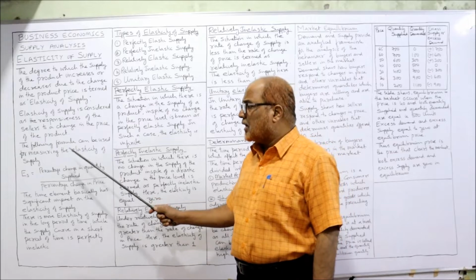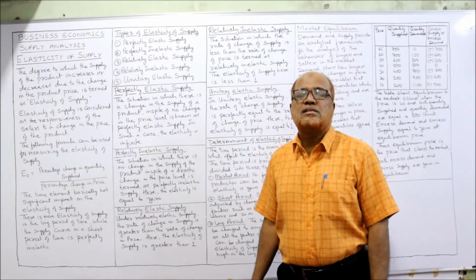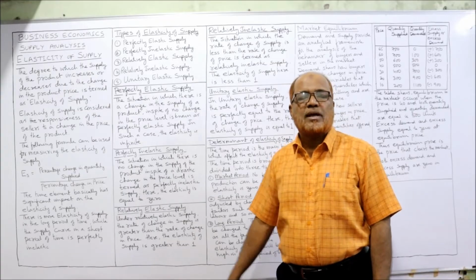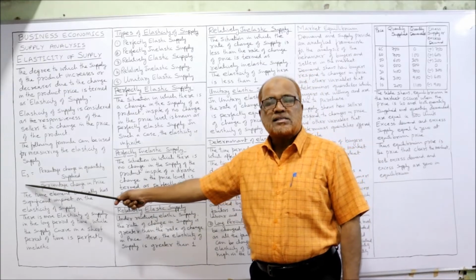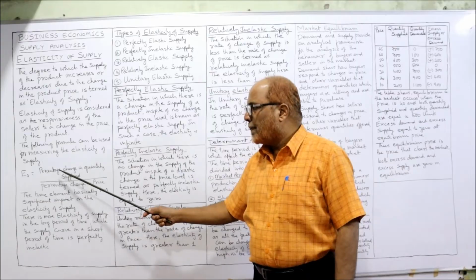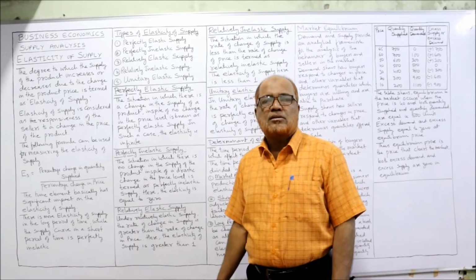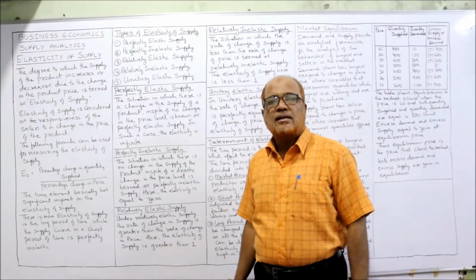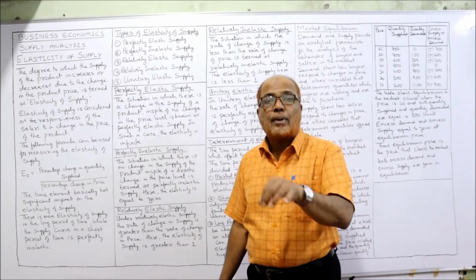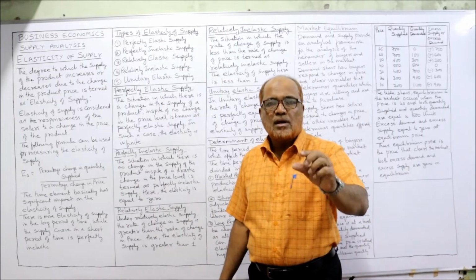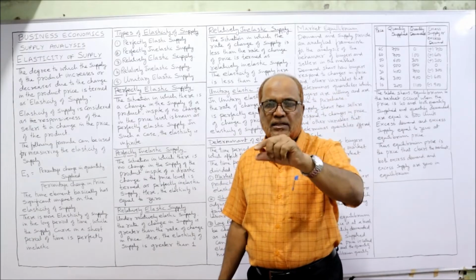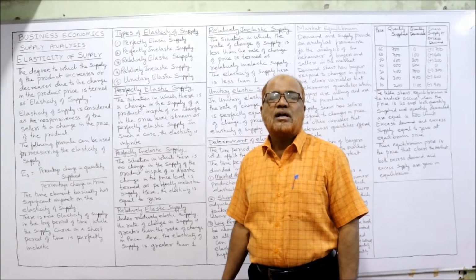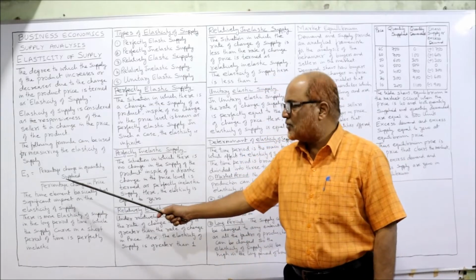The following formula can be used for measuring the elasticity of supply. One formula is there to calculate the elasticity of supply, ES. ES, which stands for elasticity of supply, is equal to percentage change in the quantity supplied divided by percentage change in the price. In simple words, percentage change in supply divided by percentage change in price. That will give you elasticity of supply.